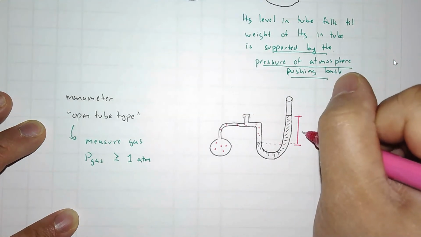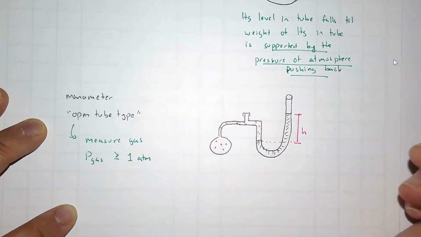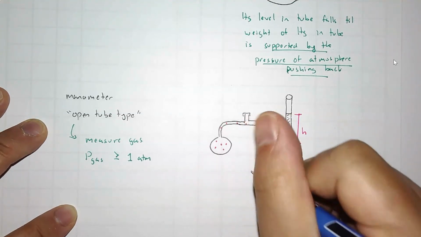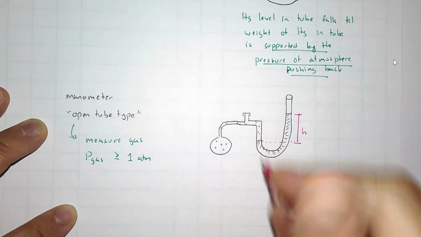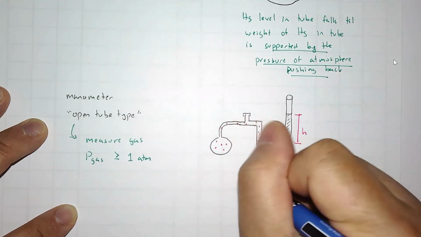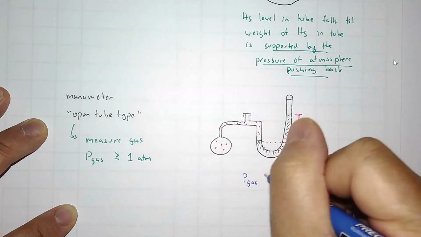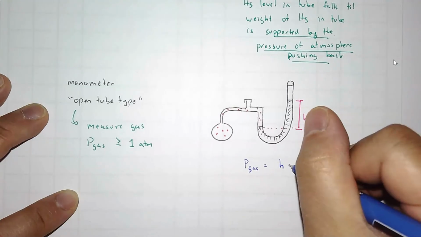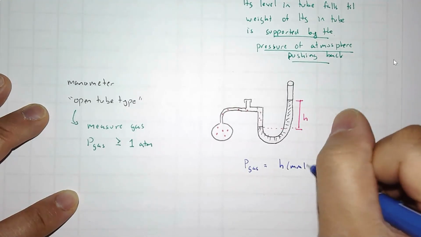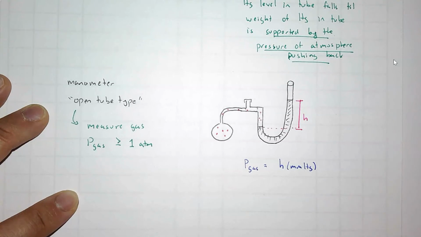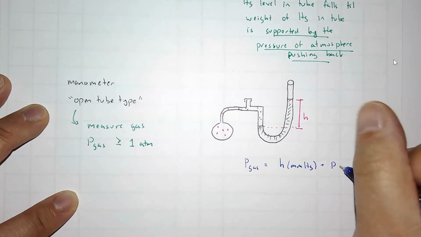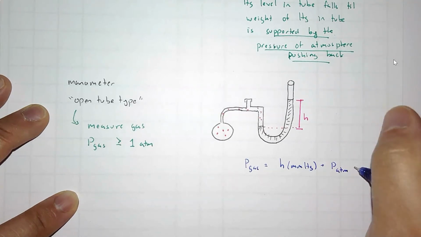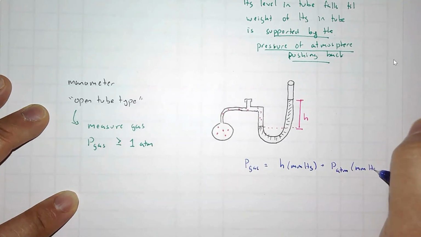And what does that represent? This represents the P of the gas. Let me put this in pink. Well, no. The P of the gas, pressure of the gas, is equal to the height difference. And in this case, we're using mmHg. So you're using a ruler basically to measure the difference in the height, plus the P of the atmosphere. And again, that is also in millimeters of mercury.